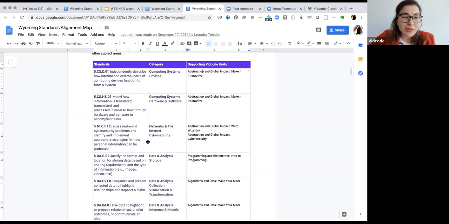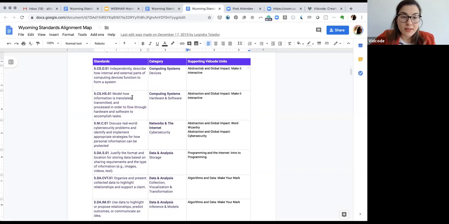And that's a big concept. In that case, we're looking at devices inside and outside of the computer. Also in grades 3 through 5, we're looking at a lot of global impact questions, as well as cybersecurity and intro to programming. With all that in mind, I'm going to move into the Vidcode interface and show you how those ideas start to take form in a coding project.